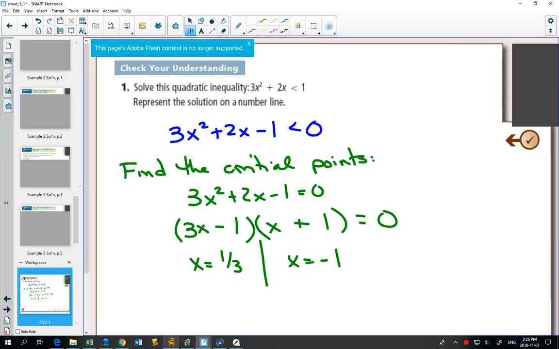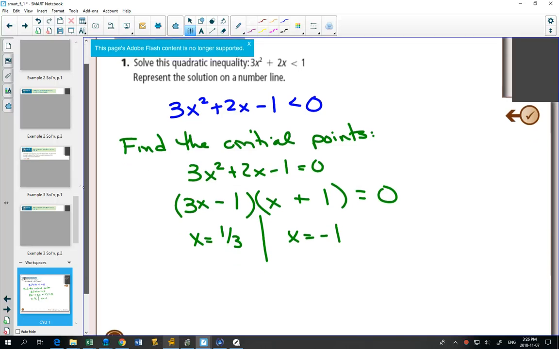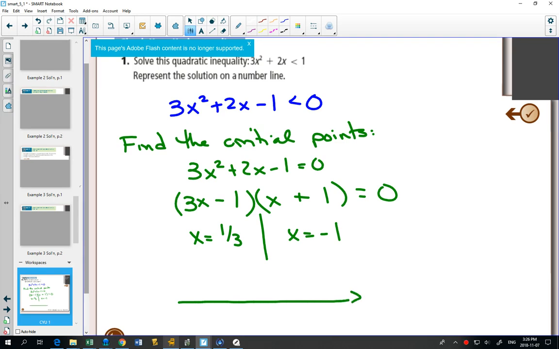After we found our critical points, we draw our number line with our critical points. So -1 would be on this side, 1/3 would be on this side. Since it's less than 0 without an equal sign, these will be open circles. Draw them in blue. And then we either have to use test points or the graph to figure out which sections are true and which sections are false.